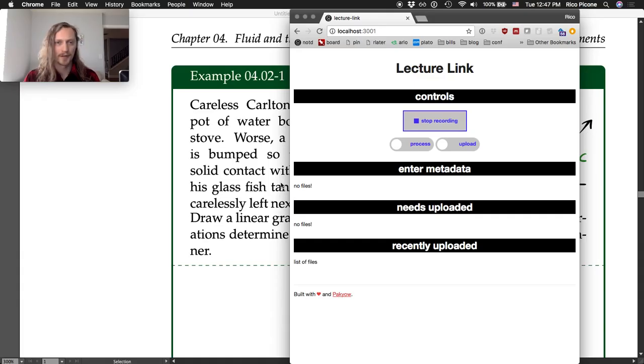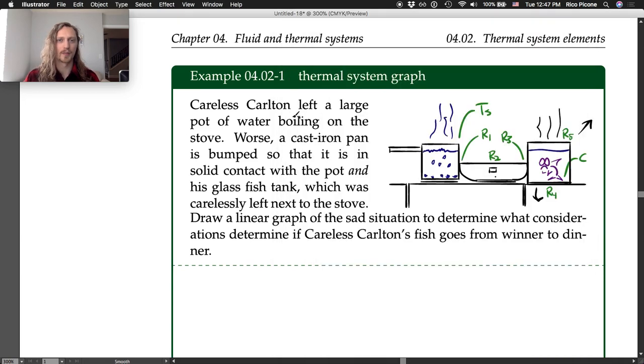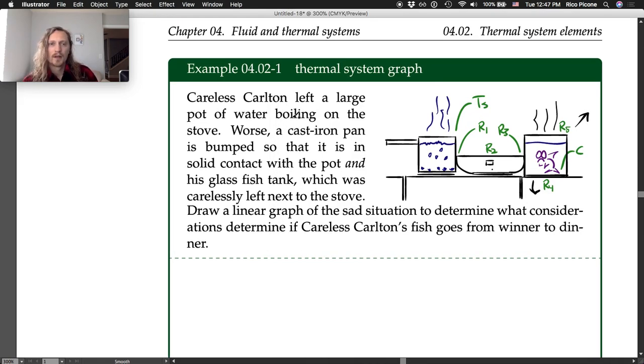Okay. So, example. Careless Carlton left a large pot of water boiling on the stove. And worse, a cast iron pan is bumped so that it is in solid contact with a pot and his glass fish tank, which was carelessly left next to the stove. Draw a linear graph of the sad situation to determine what considerations determine if Careless Carlton's fish goes from winner to dinner.